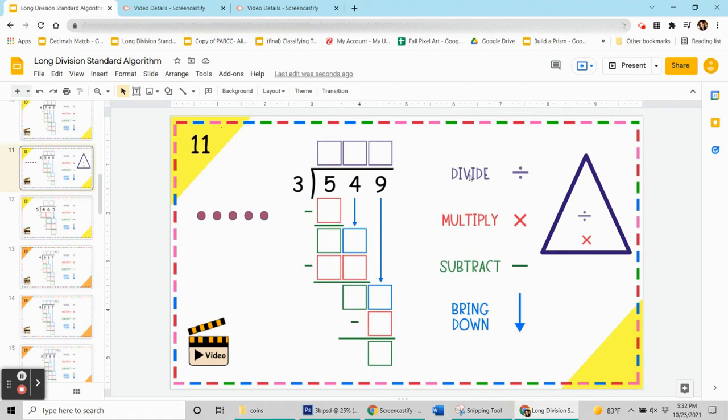We're going to use this set of steps here: divide, multiply, subtract, bring down. I remember it as DMSB, or does McDonald's sell burgers.